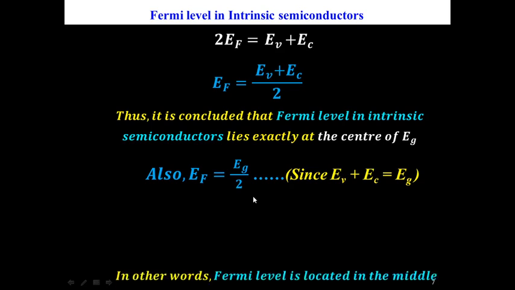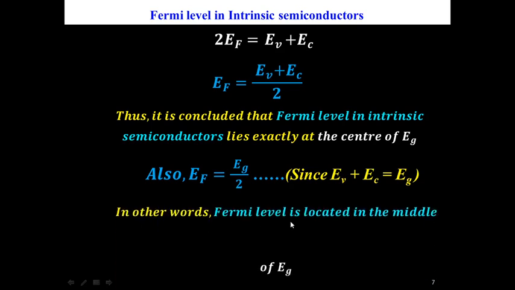So the Fermi energy level is located in the middle of Eg. It means that it is located exactly at the center of the top of the valence band and the bottom of the conduction band. So today we have seen what the Fermi energy level is, where the position of the Fermi energy level is in intrinsic semiconductors, as well as we have derived the expression of the Fermi energy level, and we have proved that the Fermi energy level lies exactly at the middle of Eg, meaning exactly at the center of the bottom of the conduction band and the top of the valence band. So thank you very much.